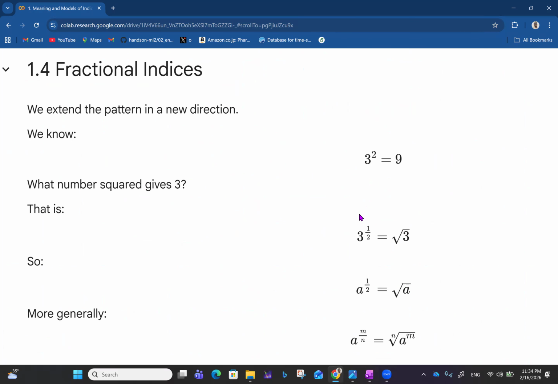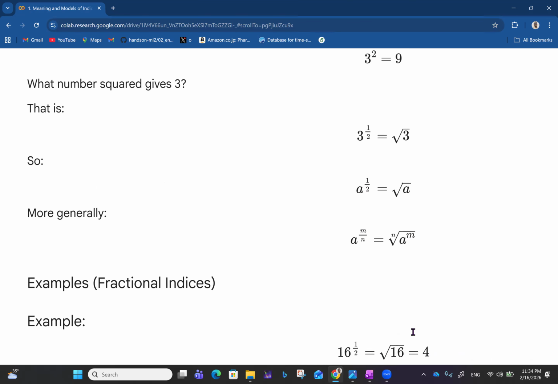So 3 raised to the power half means the square root of 3, because if you square the square root of 3, you get 3. So we can see that a raised to the power half is equal to the square root of a. More generally, as we are going to see later, a raised to the power m over n means m is the power, so you have a raised to the power m, then n is the root. That means a raised to the power m over n is the nth root of a raised to the power m.